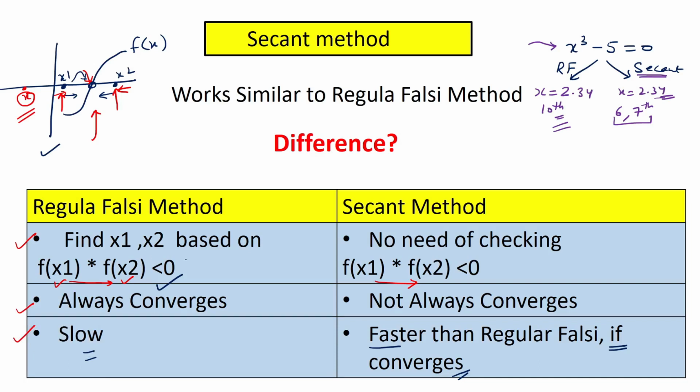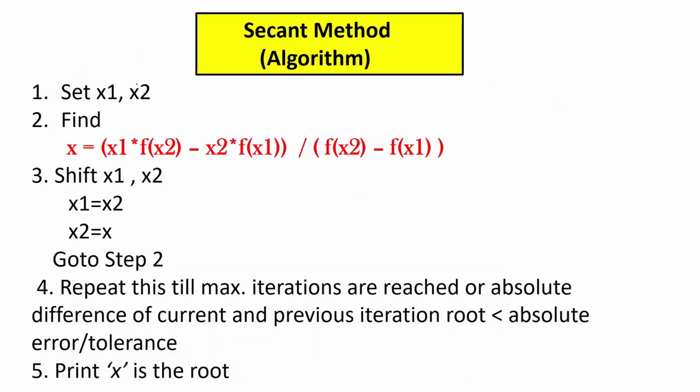The most important thing is that in the regula falsi method, we have to check this condition, but in the secant method, we need not check this condition. And the secant method can diverge in some cases. Now let's see the algorithm for the secant method.